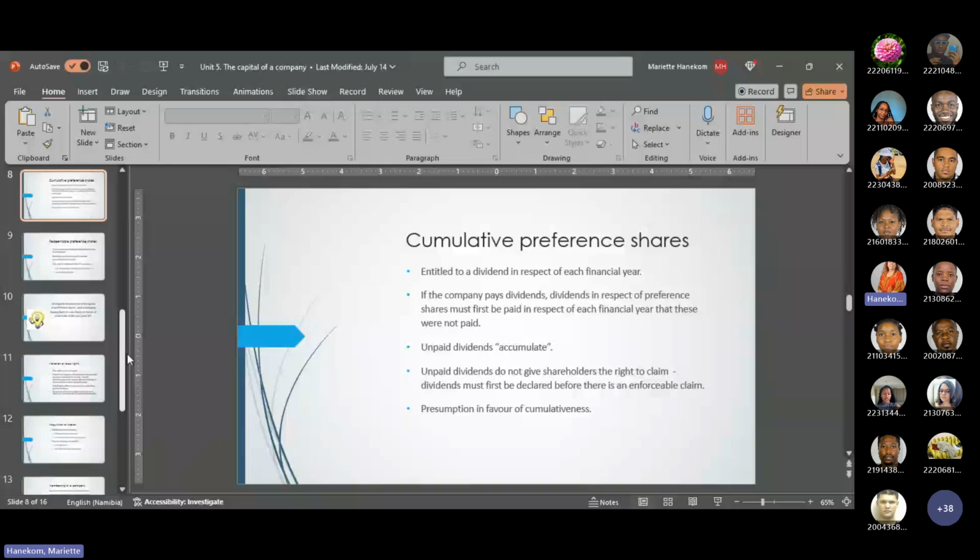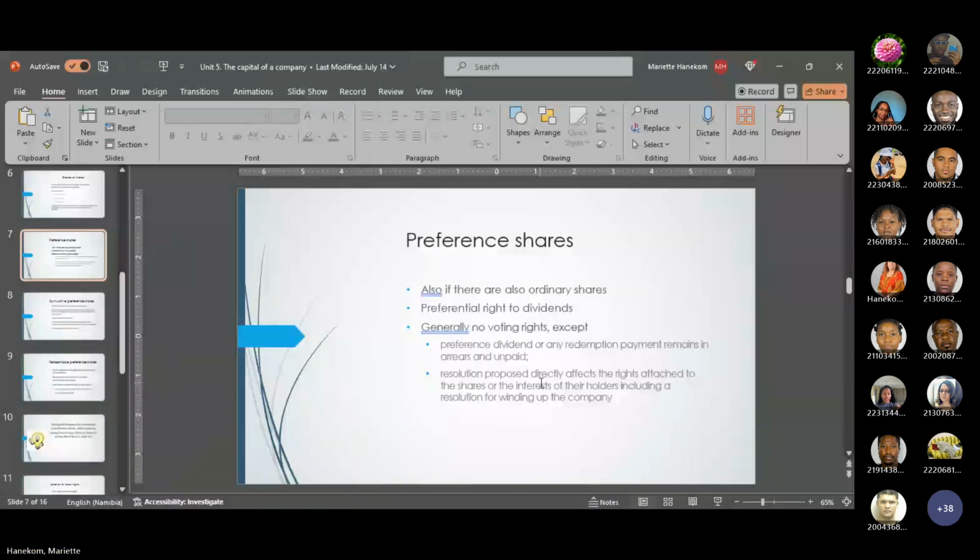When may preference shareholders vote? When their dividends are in arrears, I've explained that, or when this decision, that resolution that they're voting about, directly affects their class rights or interests, then they have the right to vote.